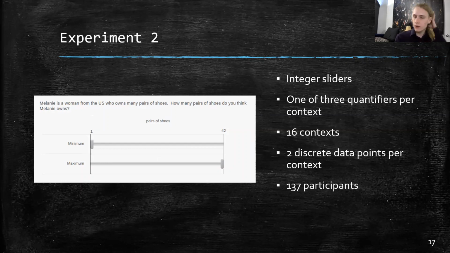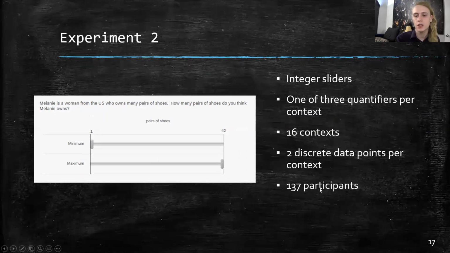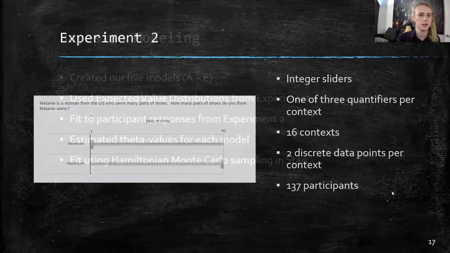It's important to note as well, for many and for few, we're only looking at 1 bound, not 2. So for few, we're only looking at the upper bound. For many, we're only looking at the lower bound. Although there are some interesting things going on with the upper bound of many and the lower bound of few, I'm happy to talk about it in the Q&A. 137 participants for this experiment.